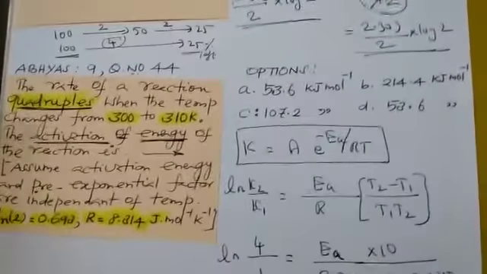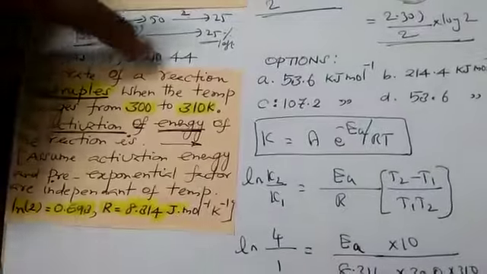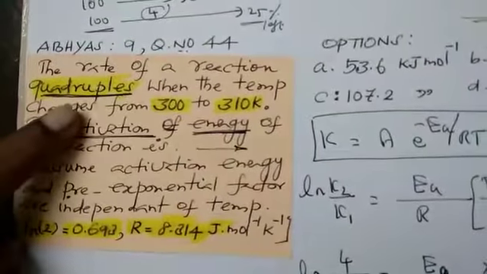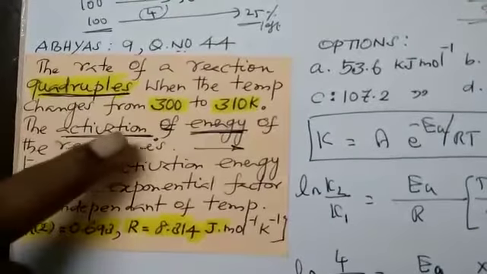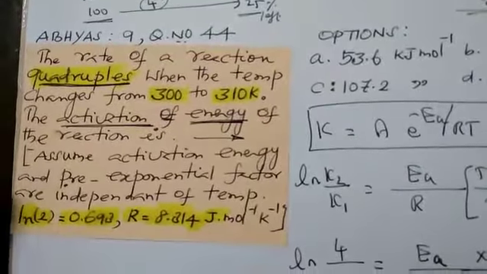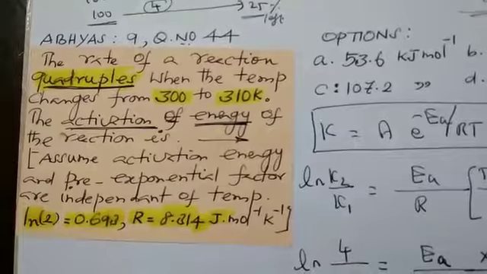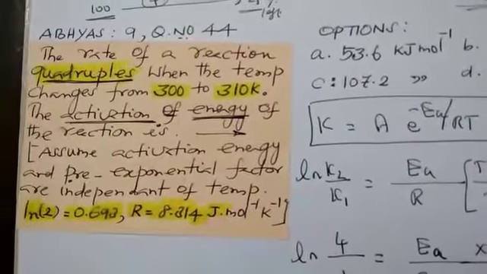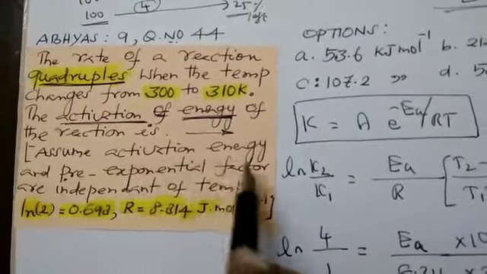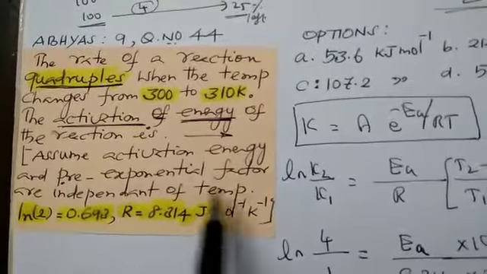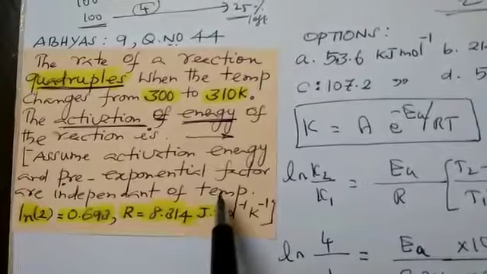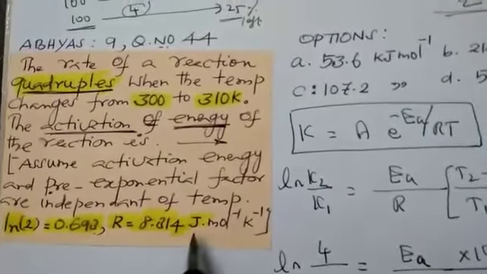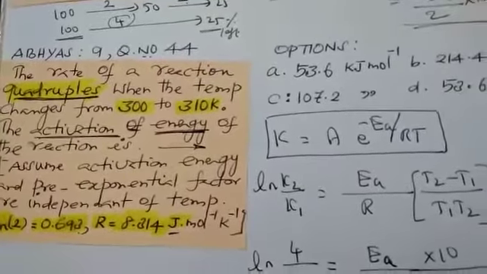Now let us go to the next question. Abhyas 9, question number 44. The rate of a reaction quadruples when the temperature changes from 300 to 310 Kelvin. They are asking for the activation energy of the reaction. Assume activation energy and the pre-exponential factor are independent of temperature, and the value of ln 2 is given, with the answer in the unit of joules.